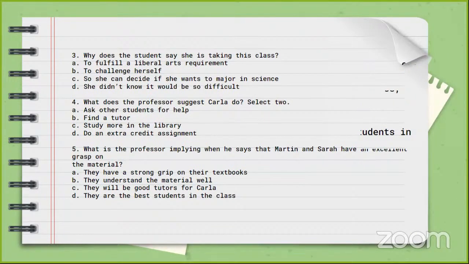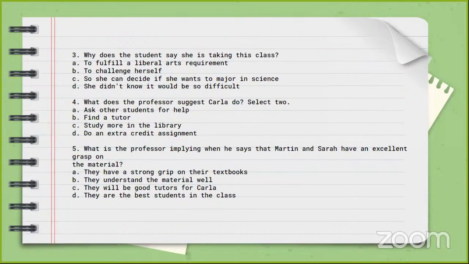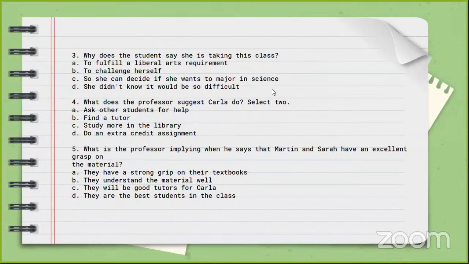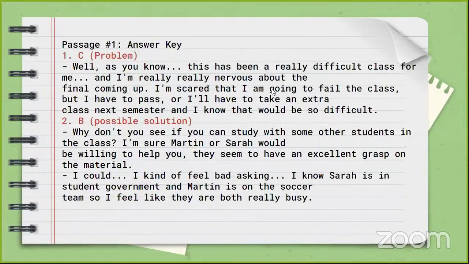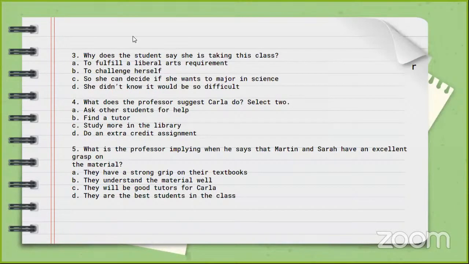Excuse me. So in that question, we have to imply that French is a liberal art requirement. That's it. Okay. And you can omit some answers as well. Why? Did she mention challenge? No. Did she mention that she wants to major in science? No. Did she mention that she didn't know it would be so difficult for her?